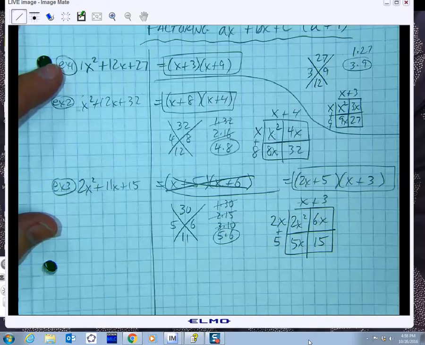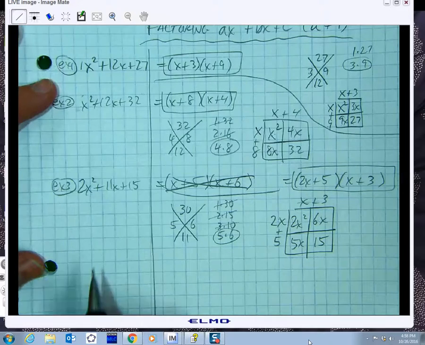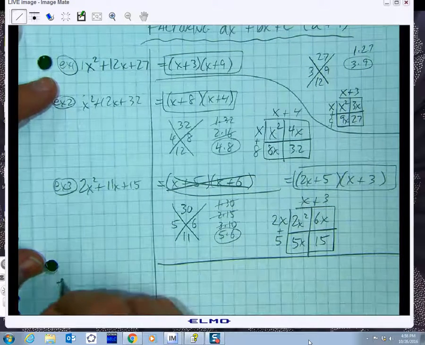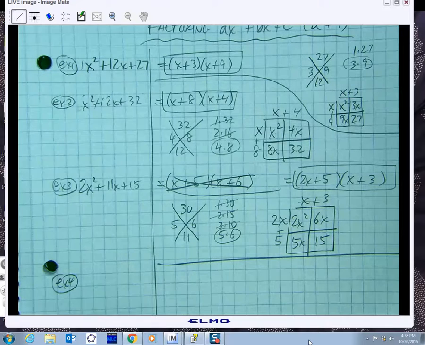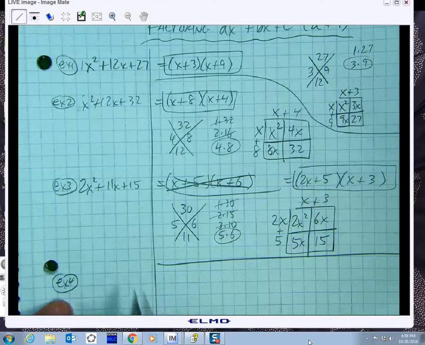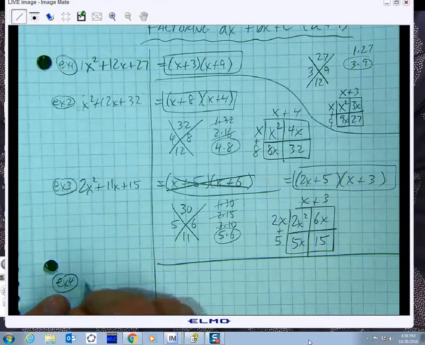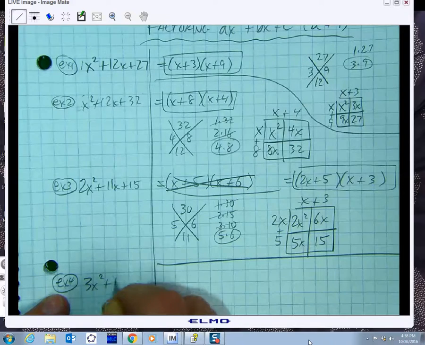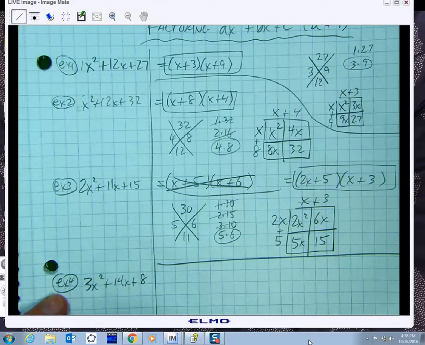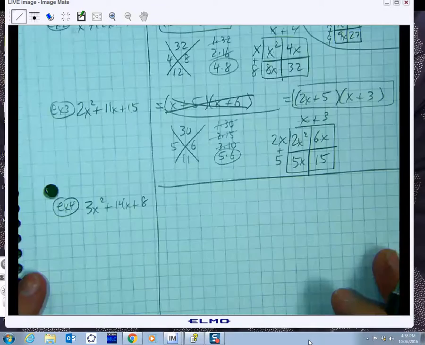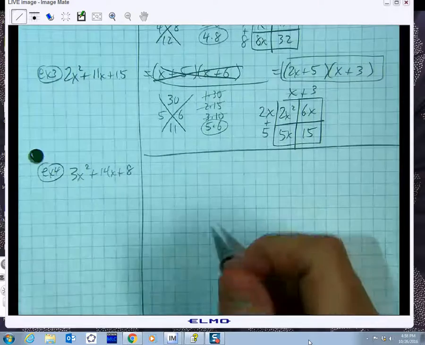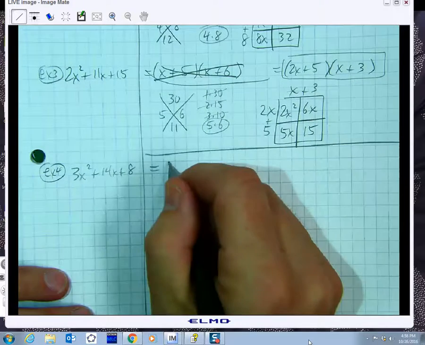All right. Let's do it again. Get some more practice in. So our next one, let's see here. Number 4, 3x squared plus 14x plus 8. I don't know if you noticed this, but I've been giving you all positives. That makes it a little bit easier. We'll mix in some negatives in just a moment.